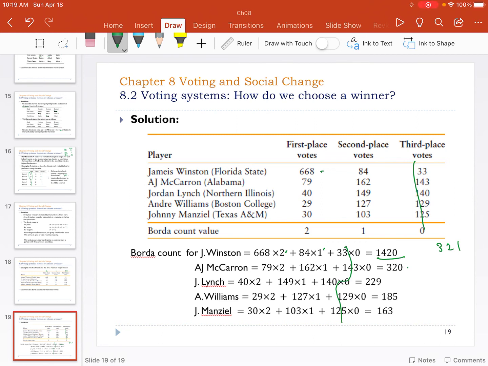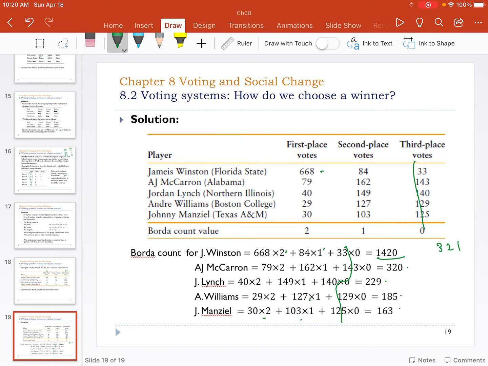McCarran, 79 first place votes and 162 second place votes, 320. Looks like he came in second overall. Lynch, 40 times 2, 149 times 1, 229 votes overall. Williams, not so many first place votes, got the least of them, and a lot of second place votes. Yeah, third place votes are there, but they're all zeroed out, unfortunately, so it looks like he came in fourth.